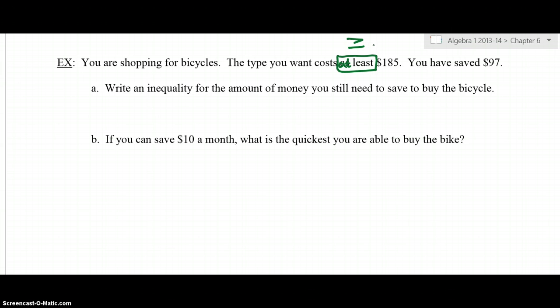Part A says write an inequality for the amount of money you still need to save to buy the bicycle. So let's go ahead and use X. X is what you need to save. So in order to be able to afford it, you need to save greater than or equal to, or at least, what? $185, but you've already saved $97. So if you subtract that, you get X is greater than or equal to 88. That means you have to save $88 or more, depending on how expensive your bike is. Questions on that one?